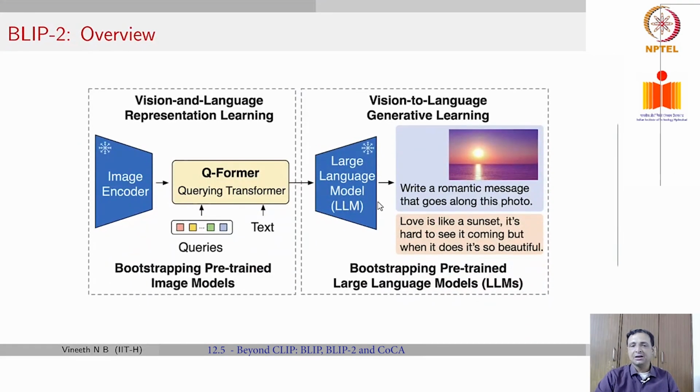And on the other side, from the vision language generative learning perspective, they have a large language model, once again frozen, which receives the output of the Q-former and writes out a caption for a given image that may have been provided to the image encoder. In this case, given this image and given a text that says write a romantic message that goes along with this photo, the BLIP-2 model writes, "Love is like a sunset, it's hard to see it coming, but when it does, it's so beautiful."